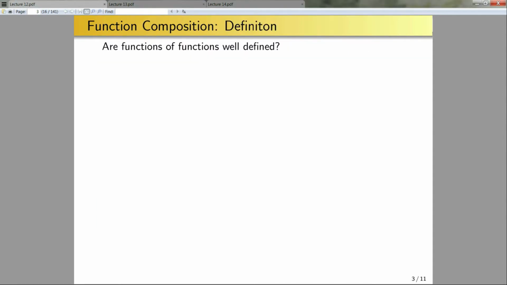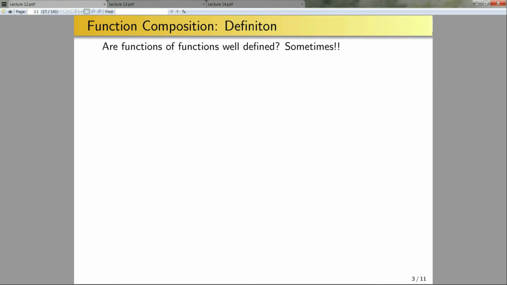So now let's talk about function composition. Are functions of functions well defined? Well, generally when I give you a new object, it's good to try to break it to see if the definitions work and if it's a useful object. For instance, with sets, we can consider sets of sets, but there are some things that we can't consider, for instance, the set of all sets that do not contain themselves. So a natural question to ask is, are functions of functions well defined and can we break them?